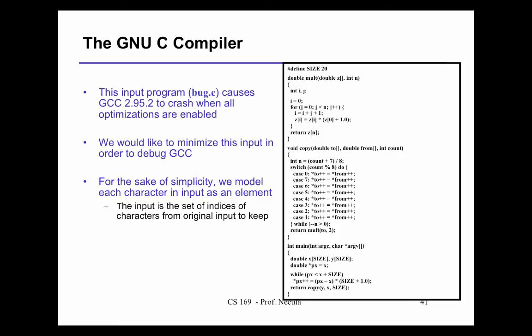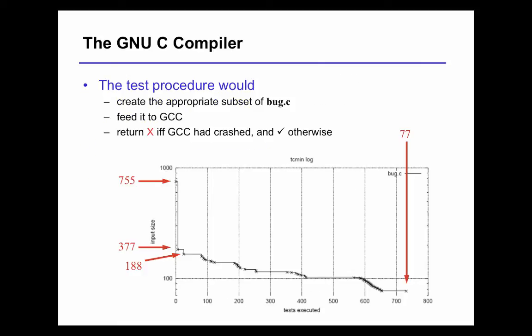And this was fixed with delta debugging, a dumb one that just cuts the file in two, whatever that falls. It gives it to the compiler, sees if it crashes, and then keeps trying. And here's a graph of how it goes. This is the number of tests executed, and this is the size of the program. Initially, it starts at 755.